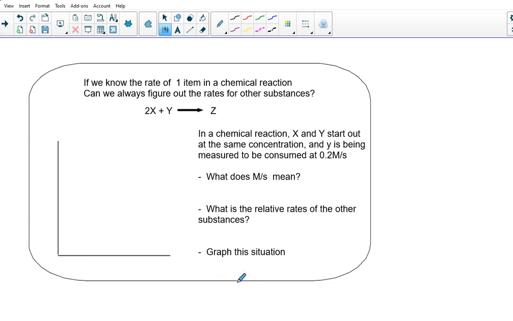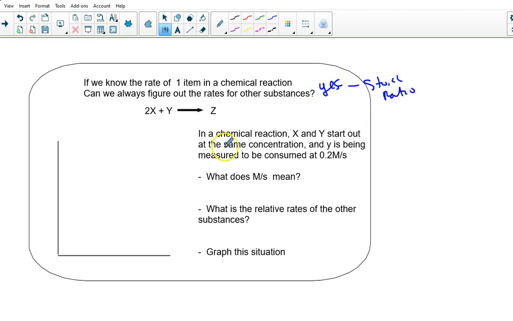So if we know the rate at which one item is reacting, can we always figure out the rates for the other substances? And the answer is yes. And that's tied by the good old stoich ratio.